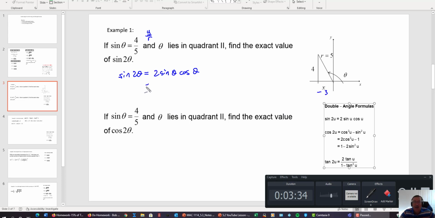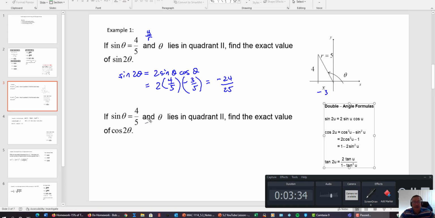So let's go ahead and solve this now. The sine of theta was given as 4/5, so all we have to do is plug in these values. So 2 times 4/5 times the cosine, which would be adjacent over hypotenuse, or x over r, which would be -3/5. And it's just a matter of multiplying the fractions together here, and you will get -24/25 for the answer here.